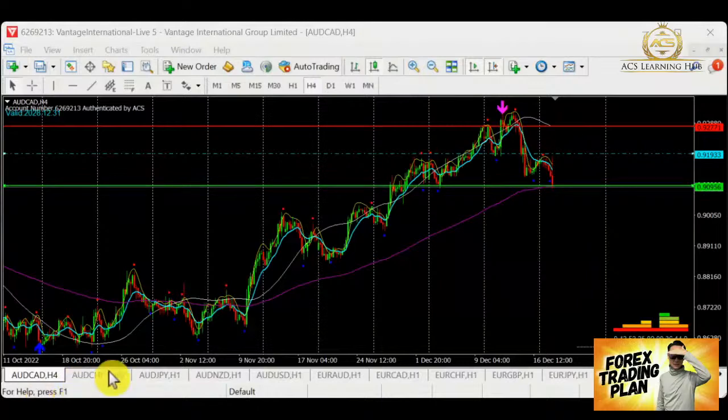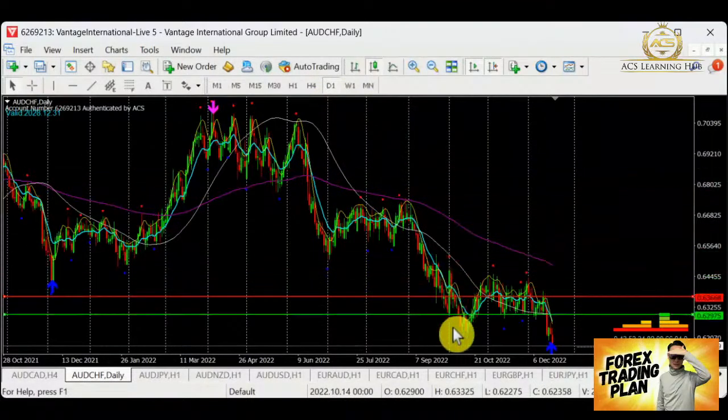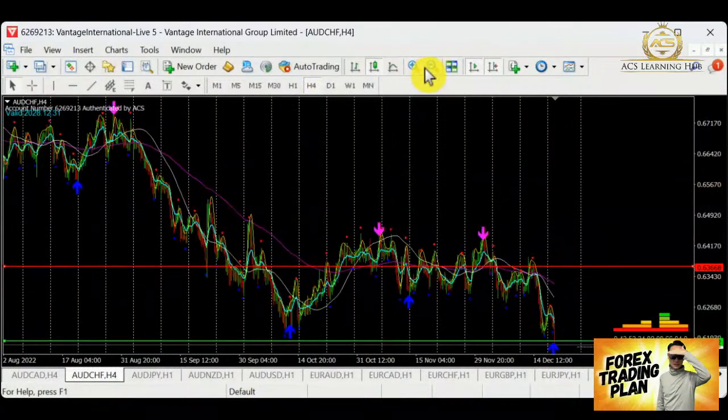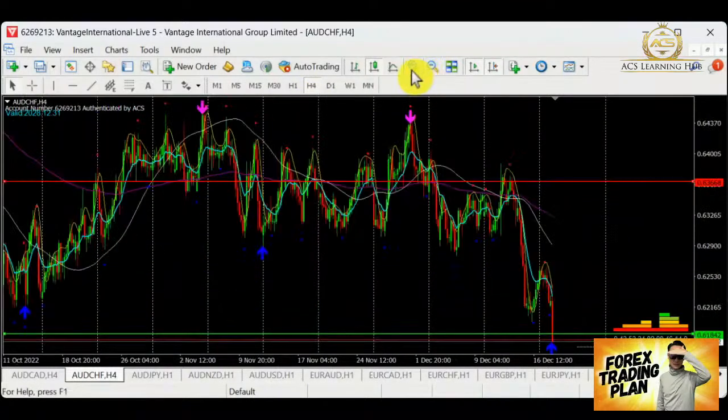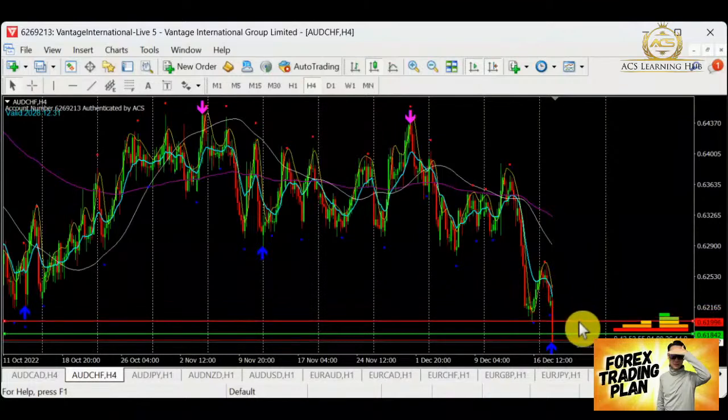Let's move quickly to Aussie franc. By looking at Aussie franc over here, we are also in the bear. As we can see, the general trend is still running in the bear. However, it seems like there will be some support coming along the way. So let's see if there's a chance for us to continue selling. We are creating one low here, so let's see if this low is going to be taken.